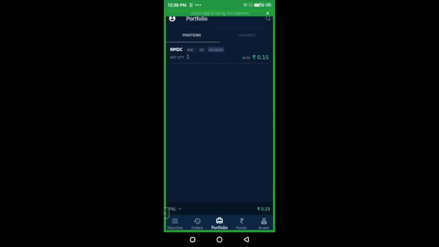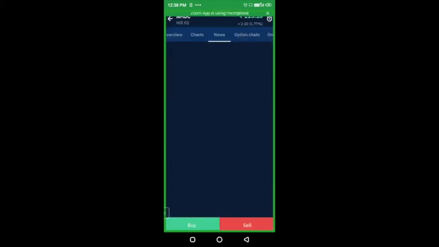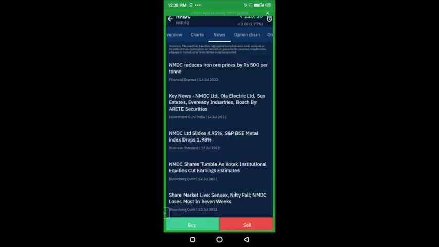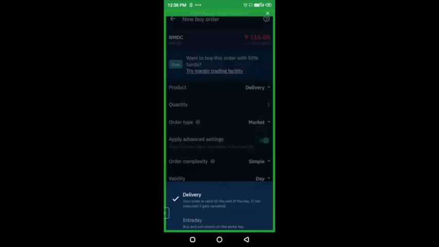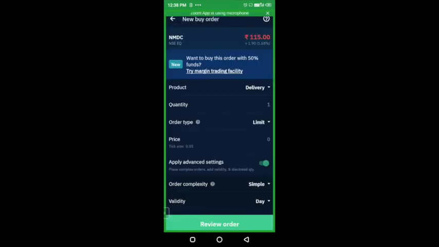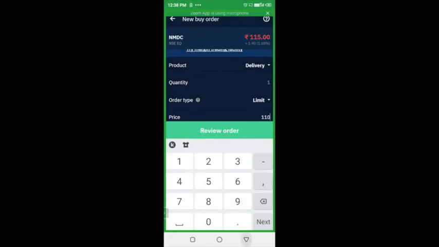No, no, it's not. The validity applies to the orders you are specifying: the limit order, stop loss order, stop limit order. Suppose I place a limit order for NMDC, here I'm mentioning the price like 110, and I'm closing it.